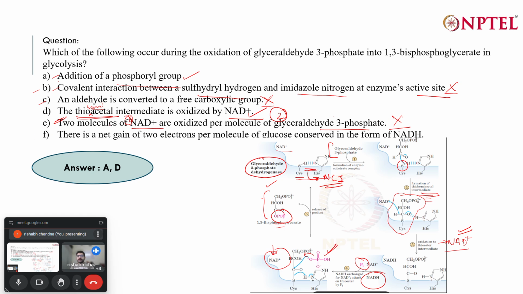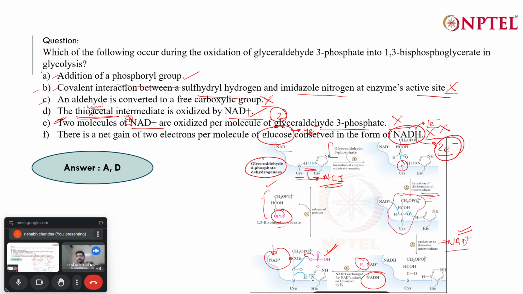Then, there is a net gain of 2 electrons per molecule of glucose conserved in the form of NADH. No, this is also false, because only one electron is added. Sorry, for one molecule of glucose, two NADH will be formed. So that means 4 electrons would be required, because for one NADH, 2 electrons are required. Okay, so this is also a false option.